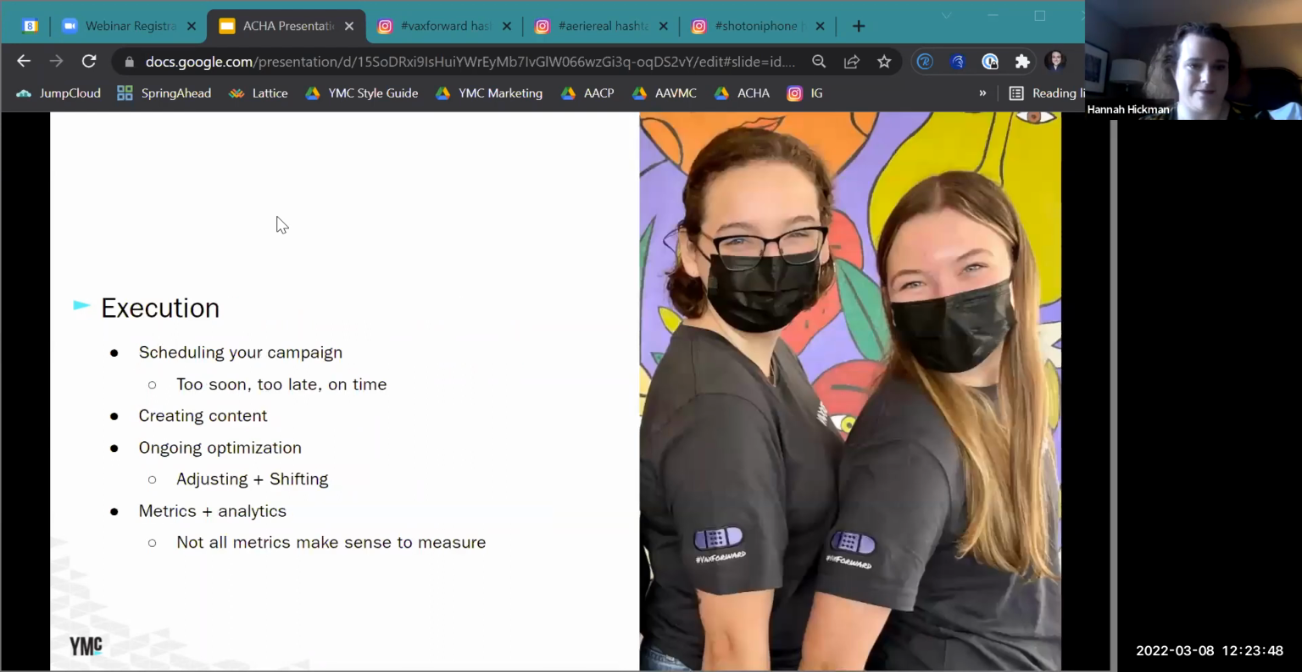So, executing your campaign. There are a lot of different moving parts here. It's going to take some work. I know many of you have multiple roles, you're wearing many hats. This isn't going to be the only thing that you're doing. So it can be as much or as little work as you can make and adjust for.